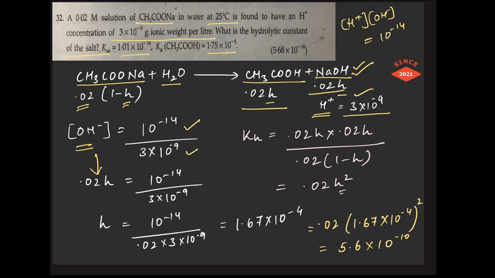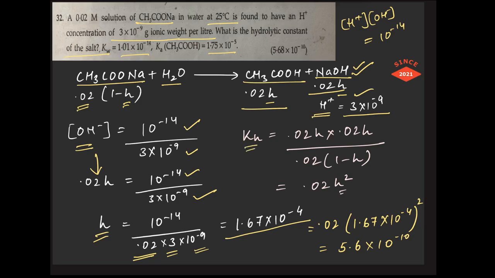So this becomes 0.02H is equal to 10 to the power minus 14 divided by 3 into 10 to the power minus 9. Therefore, H will be equal to 10 to the power minus 14 divided by 0.02 multiplied by 3 into 10 to the power minus 9, which is equal to 1.67 into 10 to the power minus 4.